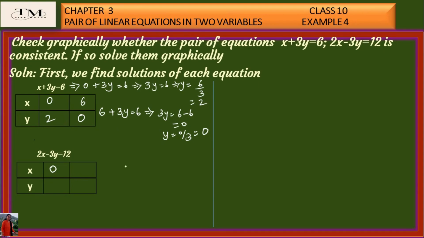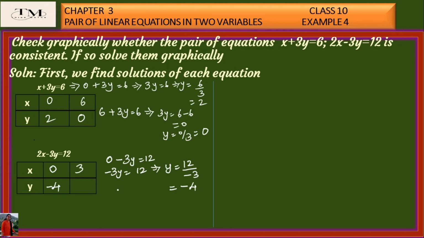Next equation, first I am taking x is equal to 0. Instead of x, if we substitute 0, 2 into 0 is 0. So 0 minus 3y equal to 12. So minus 3y equal to 12. This implies y will be equal to 12 divided by minus 3. Minus 3 is in product, when it comes to the other side, it will change to division. So minus 12 by 3 is minus 4. So when x is equal to 0, y is equal to minus 4.